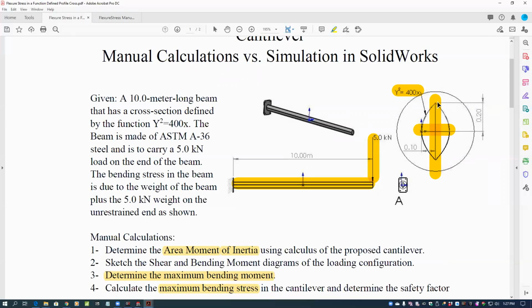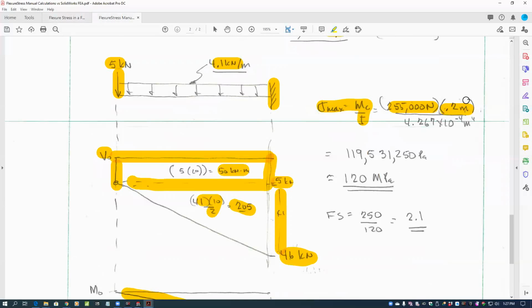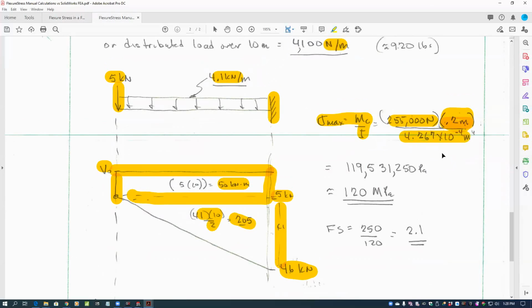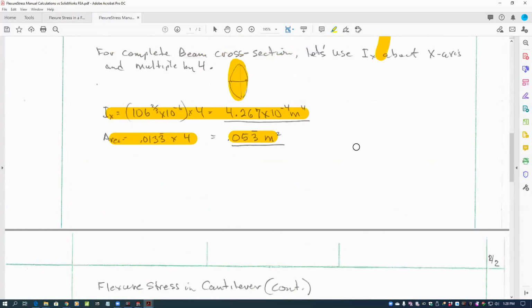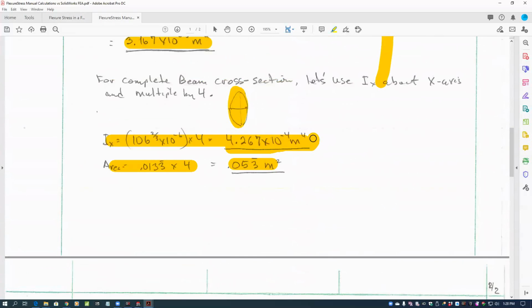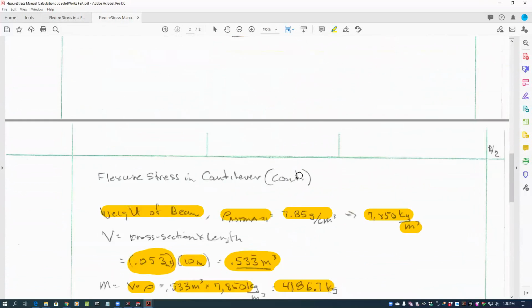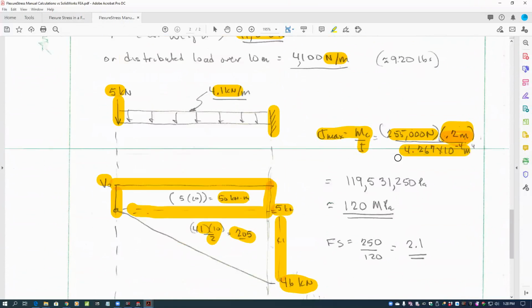Bending down, we get maximum tension at the top and maximum compression at the bottom. And since it's symmetrical, we can just use this distance here of 0.2 meters or 200 millimeters, divided by our area moment of inertia, which we calculated as 4.267 times 10 to the minus 4. That was calculated right here. So those values give us that the maximum stress is 119,531,250 pascals, which is approximately 120 megapascals.